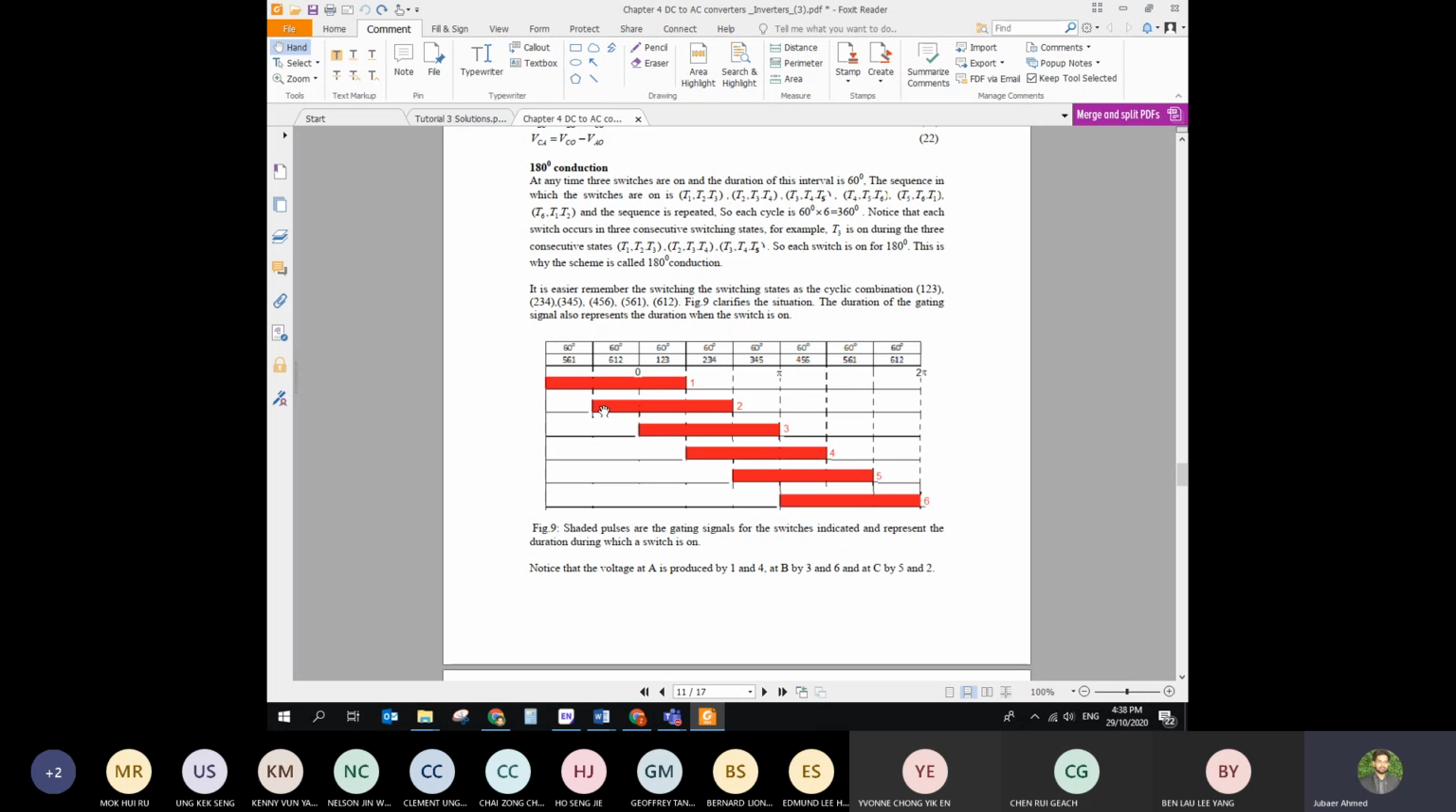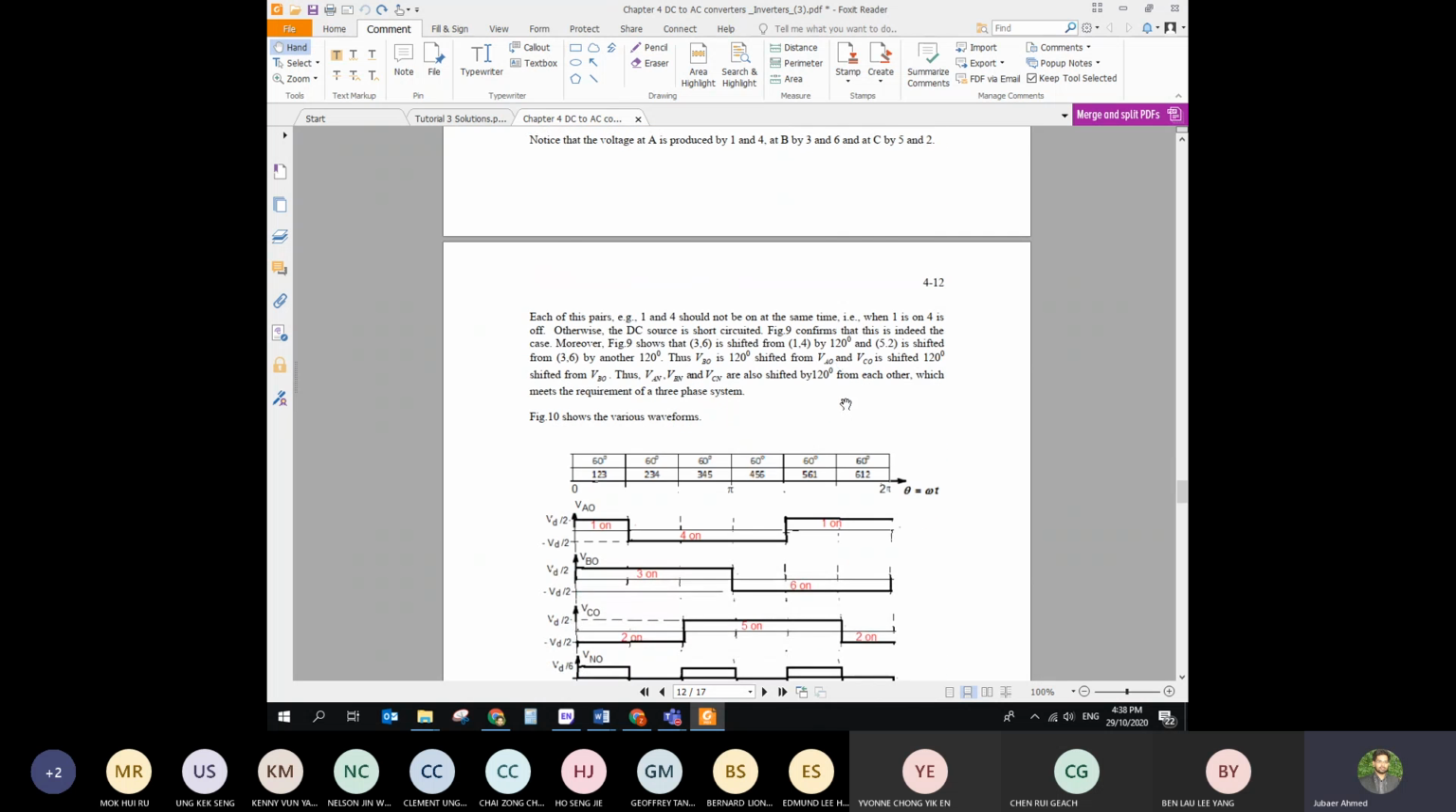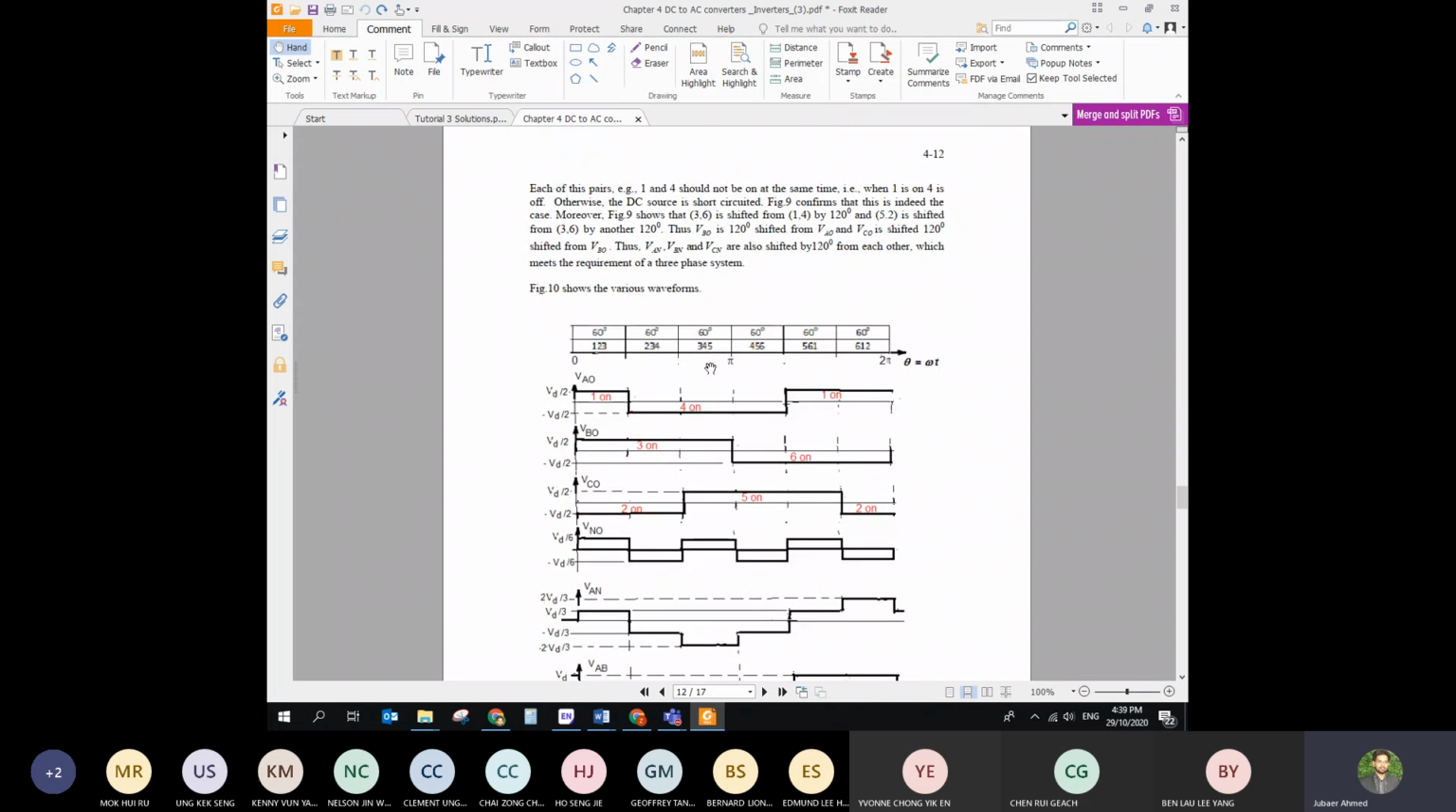So 2 is operating for this 3 cycle. Then 2 is not available anymore. What about the 3? 3 is started here. 3 is operating for 1, 2, 3, 2, 3, 4, and 3, 4, 5. So switch number 3 is available for another 180 degrees. So this particular sequence will keep on rotating, and this kind of conduction, we call it 180 degree conduction.